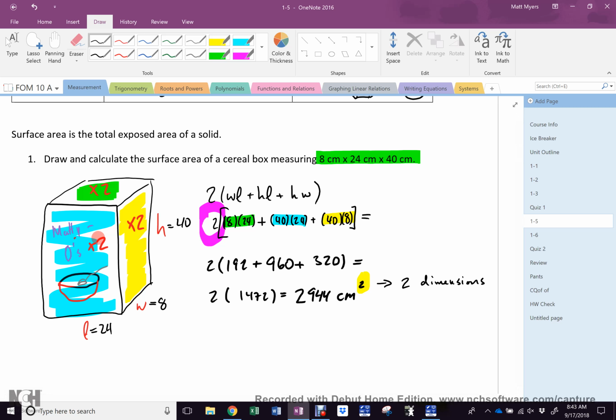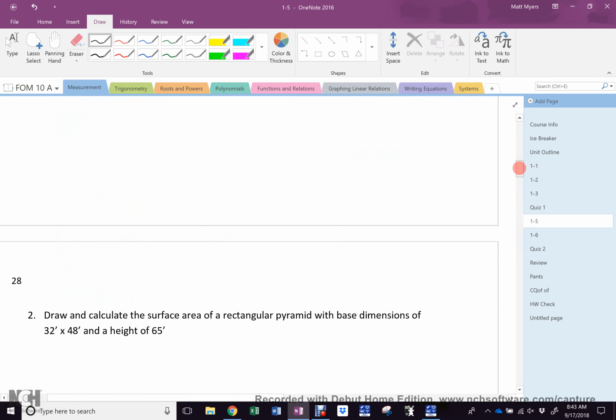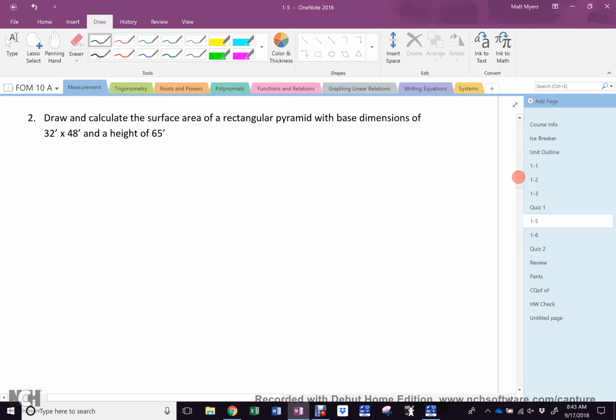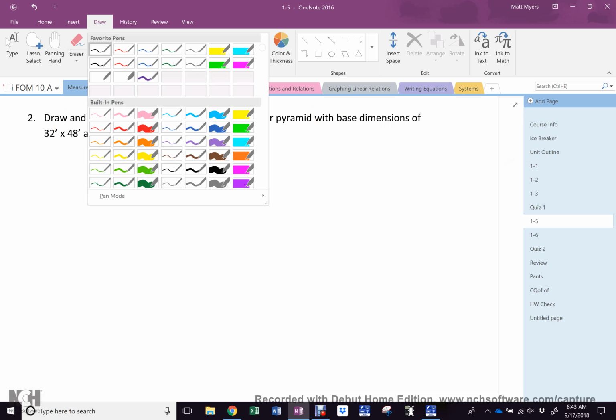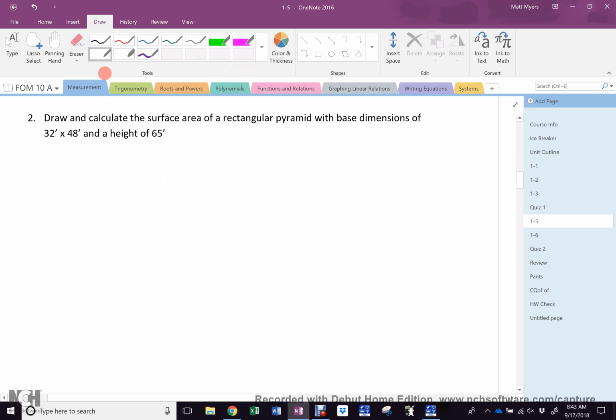Everybody cool? All right. Now, please turn the page over, and we are going to make some changes here. This was the pre-diploma 10 question. I don't know why it ended up in your people's book. So you're going to make some changes. It is not a rectangular pyramid. It is a square pyramid. And it is 32 feet and a height of 65.